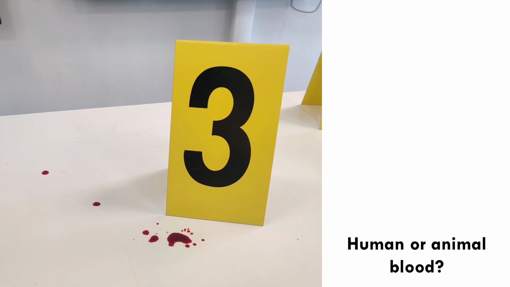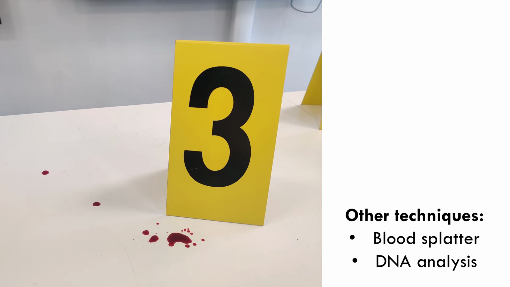With some fancy statistics and genetic algorithms, you can very quickly tell the difference between human and animal blood without destroying that evidence. This is still a developing area in forensics, but pretty cool. Other techniques you might have thought about are blood splatter and DNA analysis. Also very important. I'll cover this in more detail later in the series.